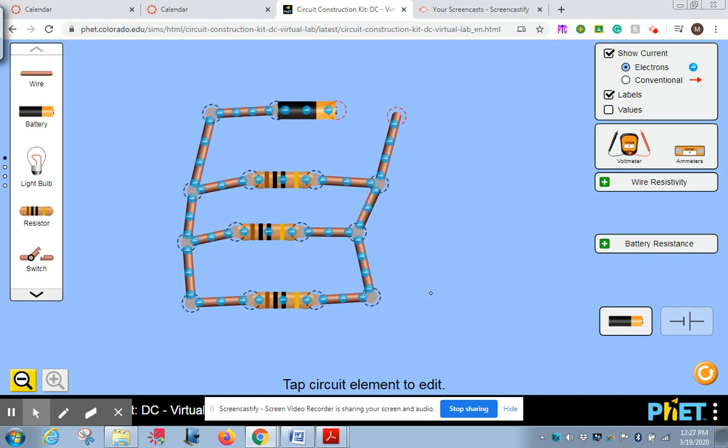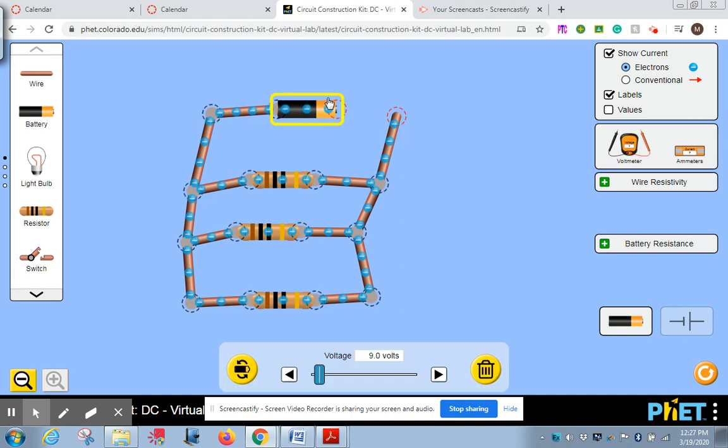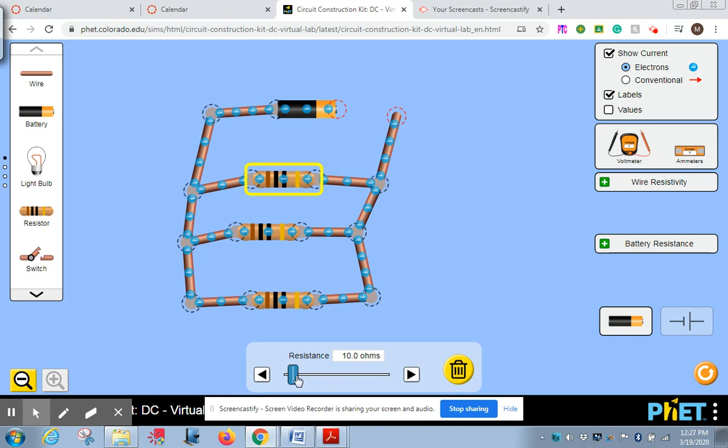Okay, a couple things. You're going to tap on each element and you're going to change the aspects of the element. So like in our lab, we don't want to use 9 volts. We're going to go down to 6 volts. And then, we're going to toggle this up or down for however many ohms we need. So I think we were using 22 in resistor number 1. If you can't get it exactly, then use the little arrow keys.